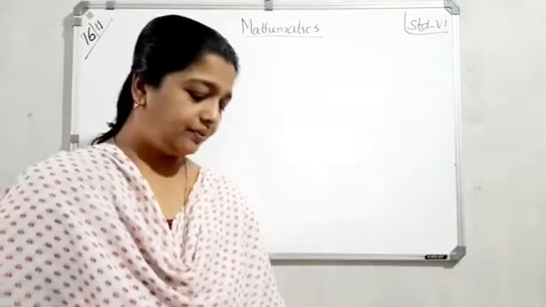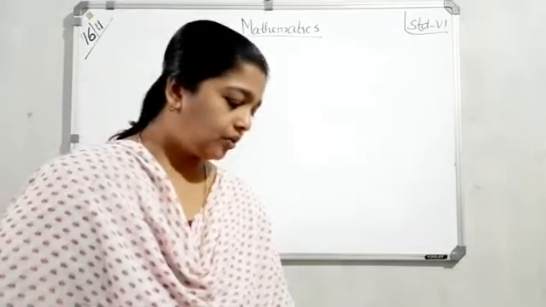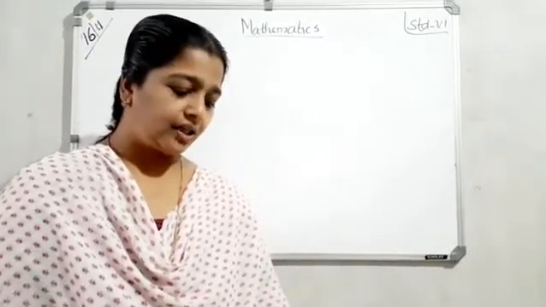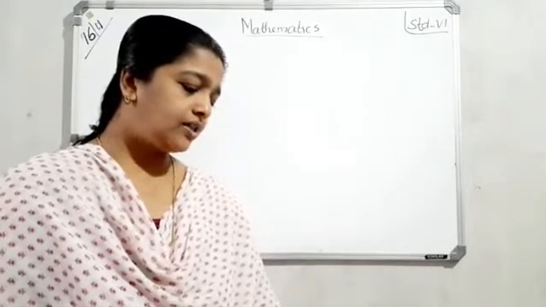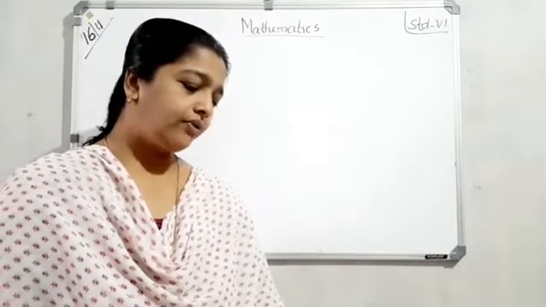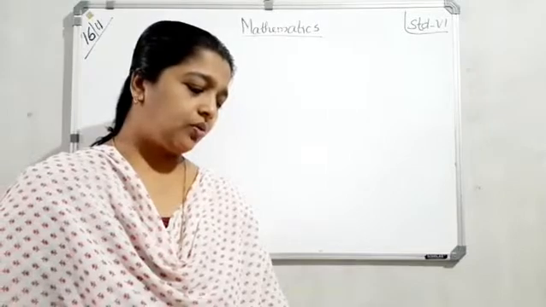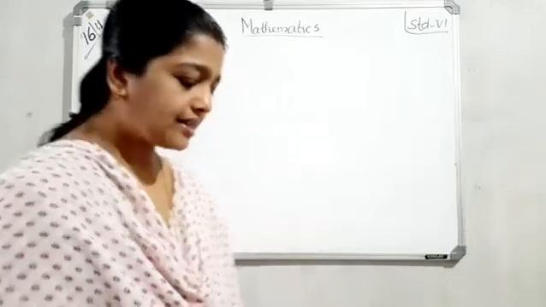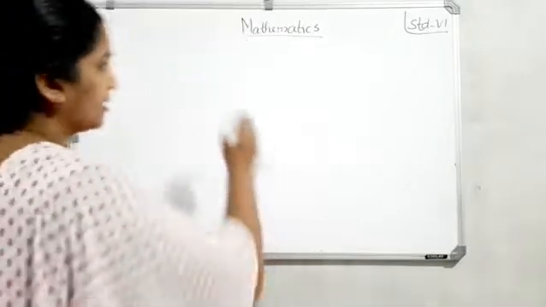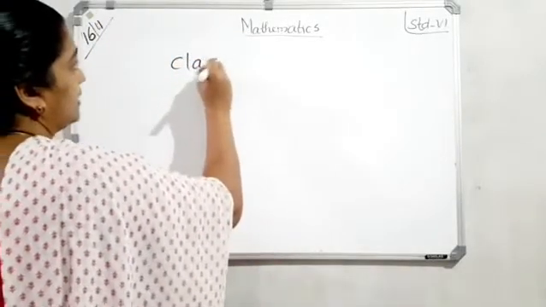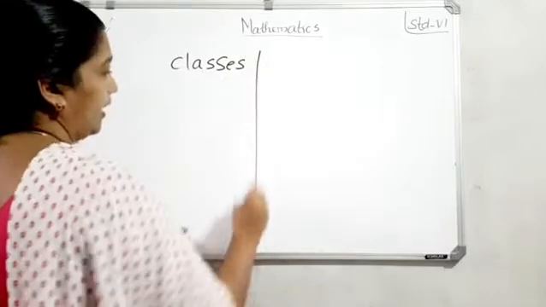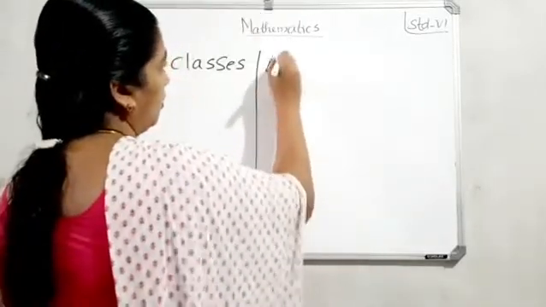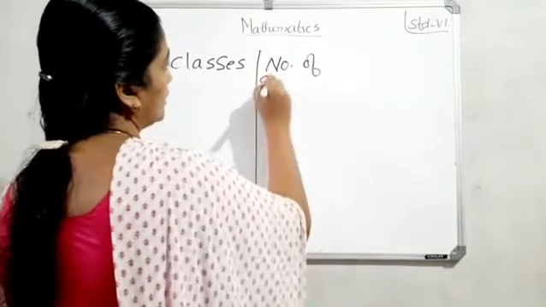Next question, page number 193, question number 5. Page number 193, question number 5. The number of girl students in each class of a co-educational middle school is depicted by the pictograph. So here classes and number of girl students. Number of girl students.